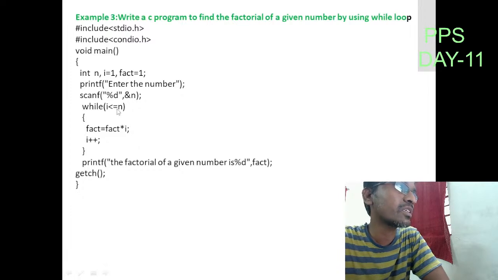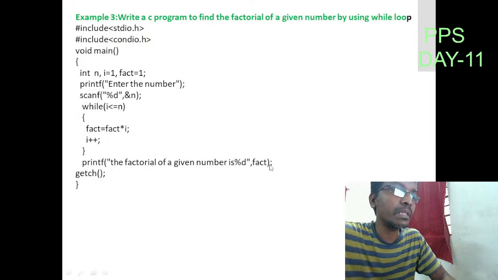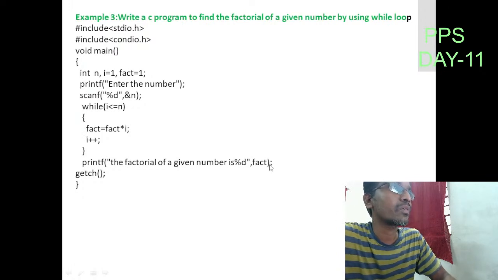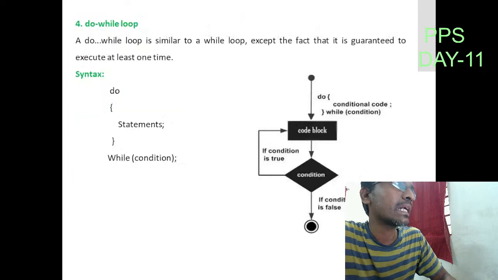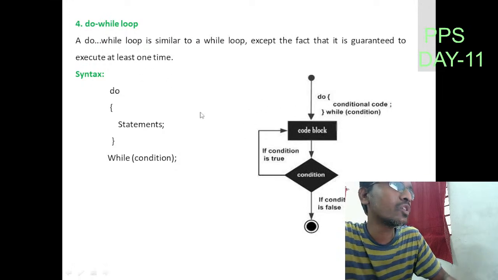So whenever the condition is false, it will skip this block and go to the printf function, and it will print the factorial of a given number is, followed by the formatted string, comma fact. Then I got the output as 120. So this is a program using a while condition. Now another one is do while. So in a do while, what is the difference between a while and do while here?